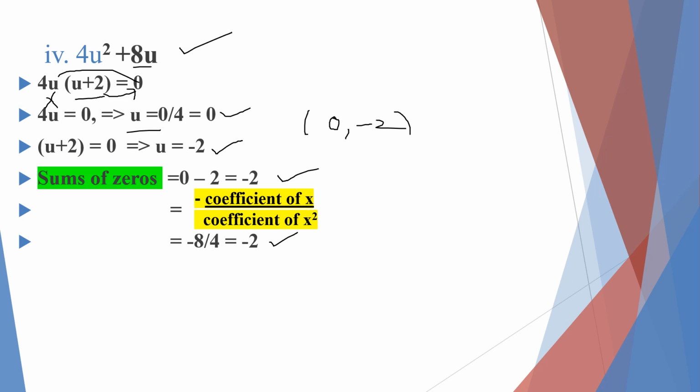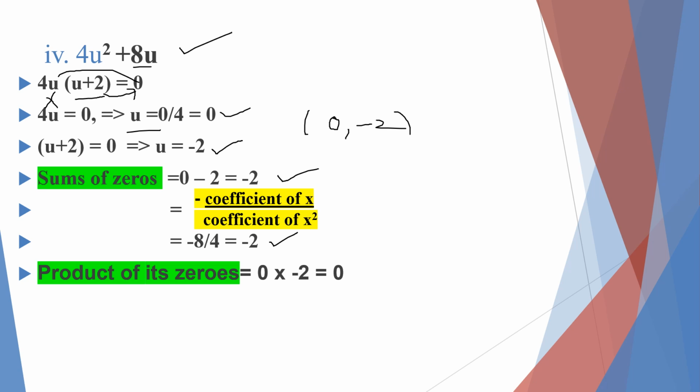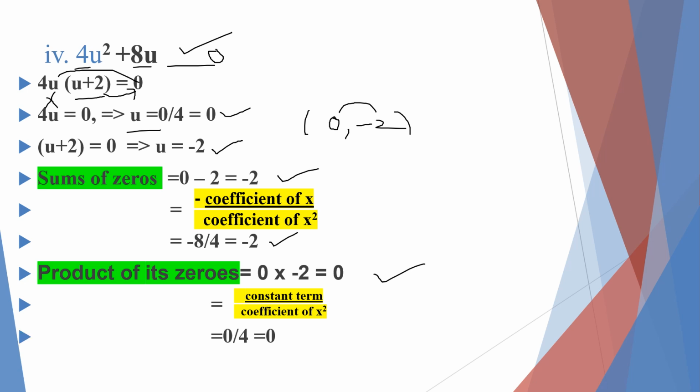Now we are going to move on to the product of its zeros. 0 into minus 2 with the zeros, it is 0. We are going to substitute in the formula and check what is the product of its zeros. Constant term divided by coefficient of x square. Here there is no constant term, so we are going to take it as 0. 0 divided by the coefficient of x square, which is 4. 0 divided by 4 is 0. So both the terms got verified with the equation as well as with the zeros of the polynomial. For sum of its zeros and product of its zeros, it got verified. I hope this sum is very clear for you all.